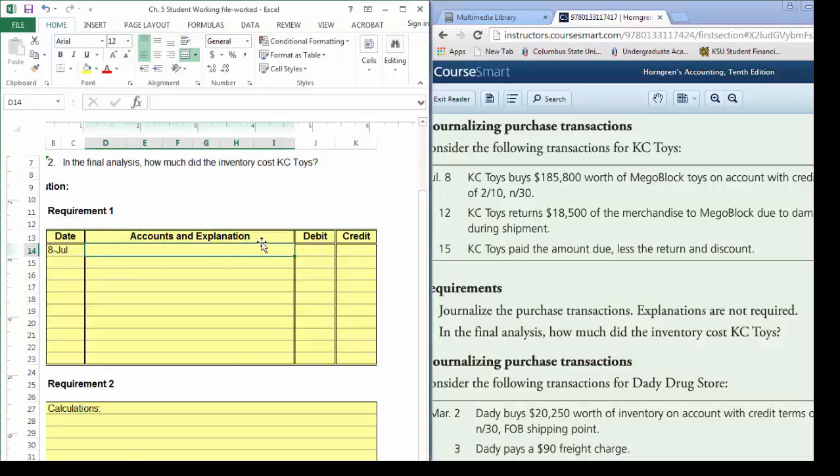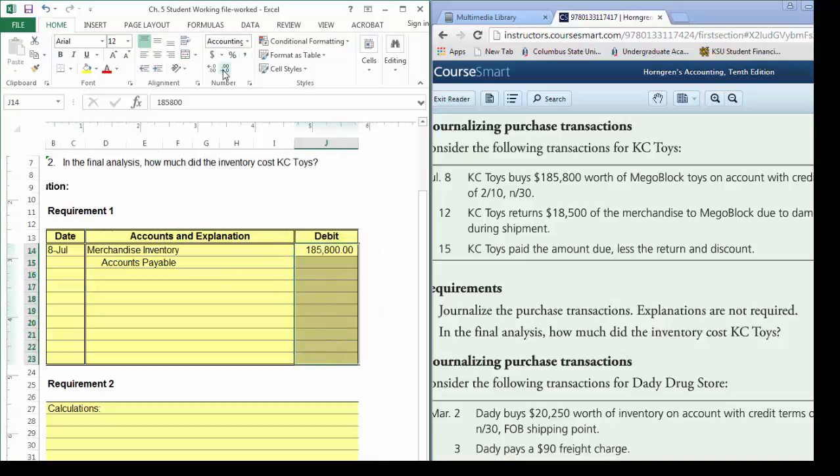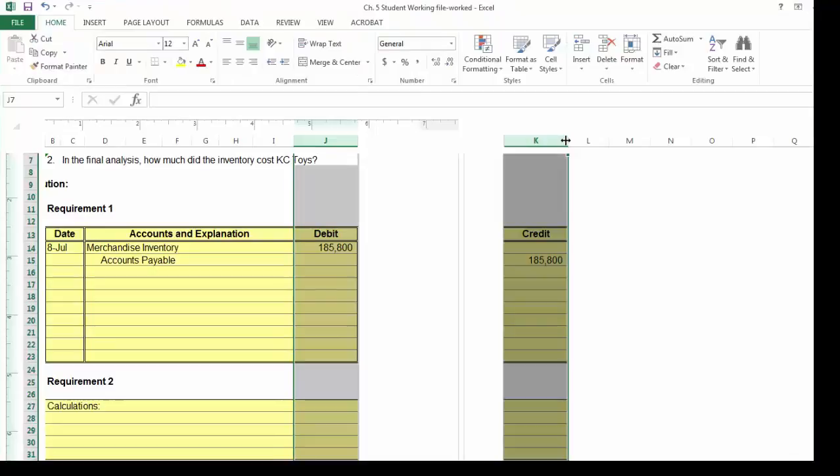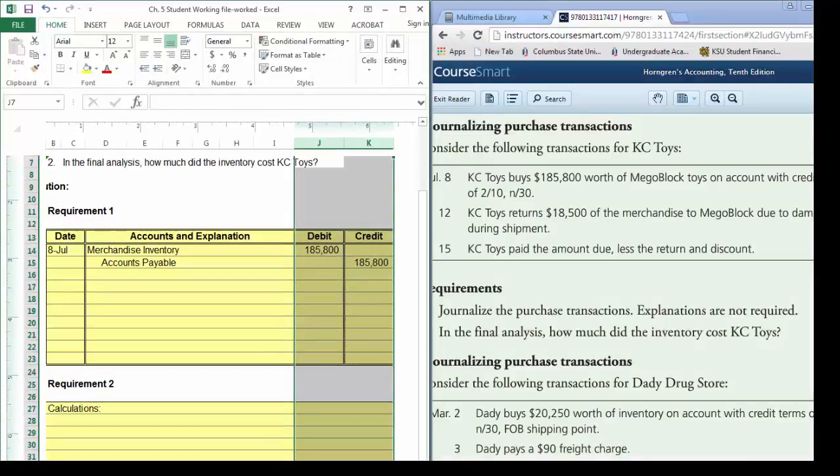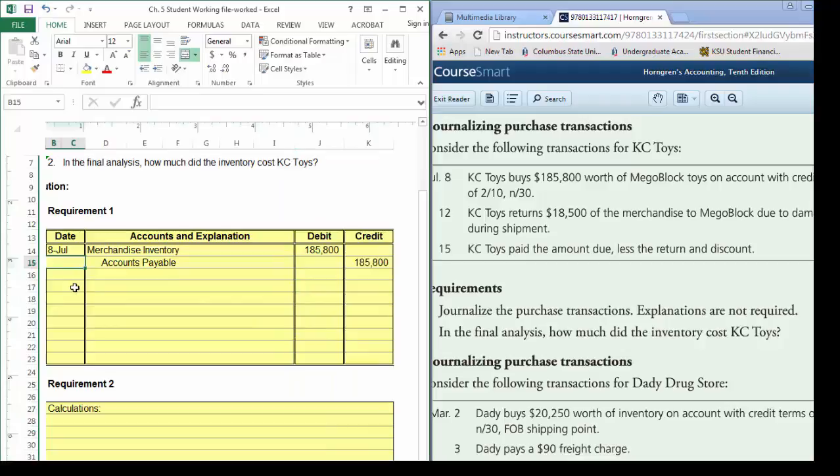So to record this transaction, we're buying inventory on account because we're in the business of selling toys. So we're going to debit merchandise inventory for $185,800, and we're going to credit accounts payable $185,800. So that's what our journal entry is going to be. All right, so that's the first journal entry.